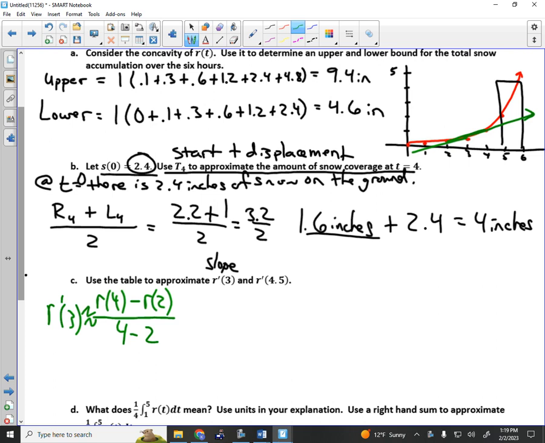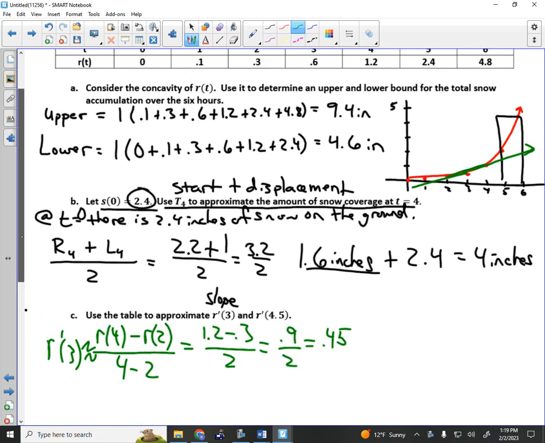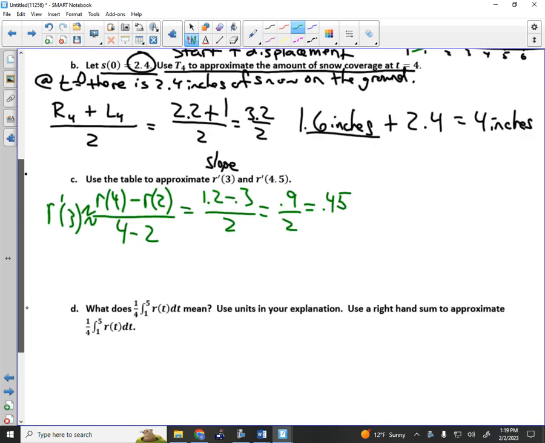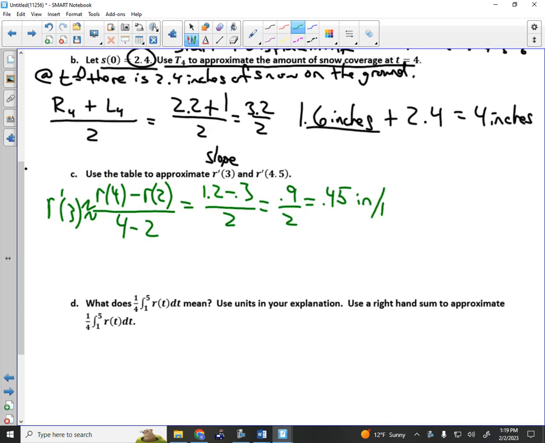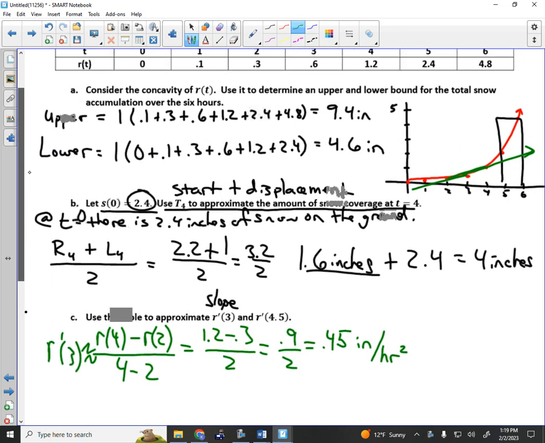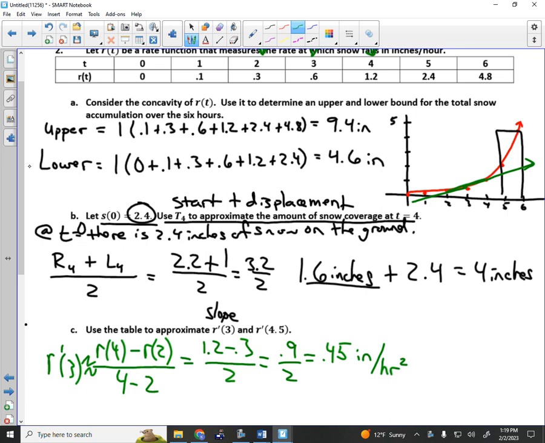So what is R of 4? 1.2 minus 0.3 over 2. I get 0.9 over 2, which is 0.45. Anybody know what my label will be? Inches per hour squared. The reason is that the rate is inches per hour, but we've taken a rate of the rate. Okay, so that's your second piece there.